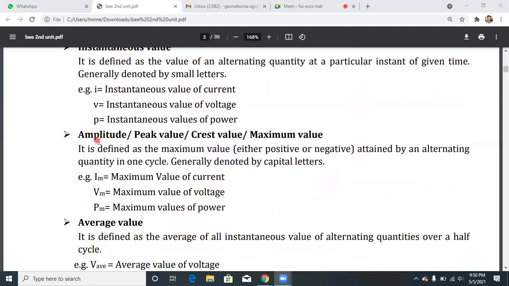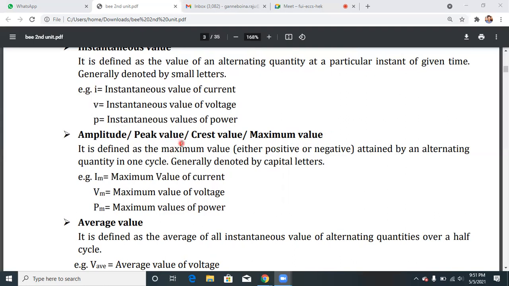Then come to amplitude or peak value or crest value or maximum value. All mean the same. Sometimes an example may give one waveform and ask: find the peak value, find the crest value, find the maximum value. The names are different, but the concept is the same.